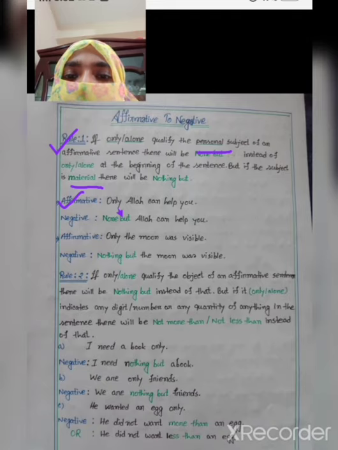Look at example number 2. Only the moon was visible. Here the subject is moon. Is it personal or material? Obviously not personal, and that's why we have used nothing but. Nothing but the moon was visible.